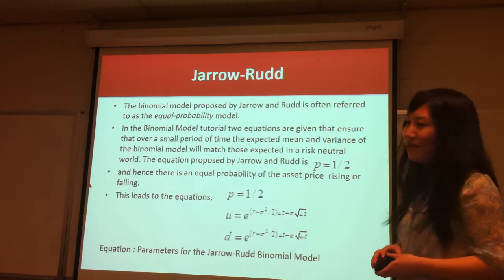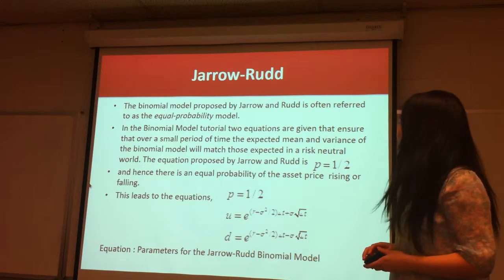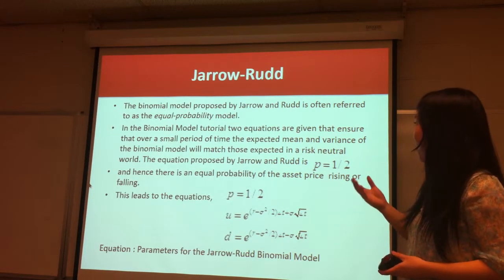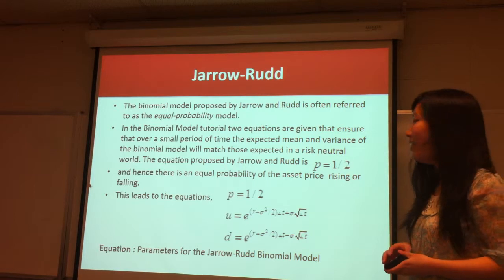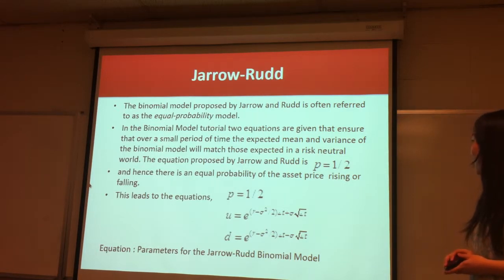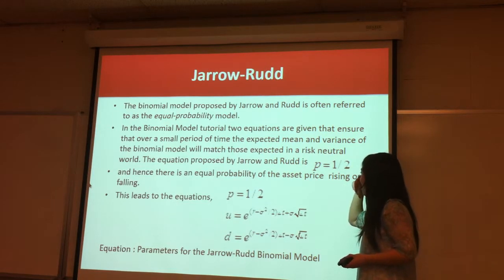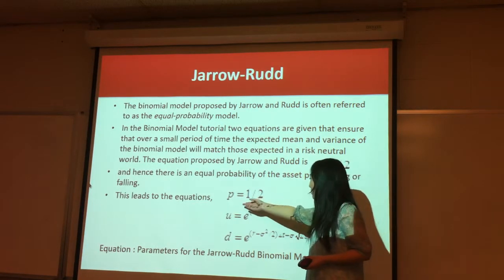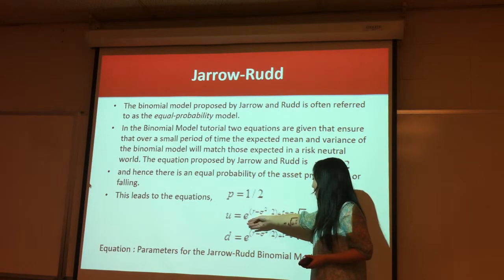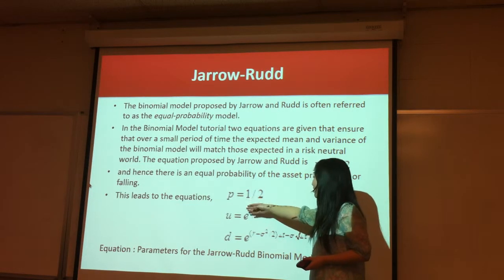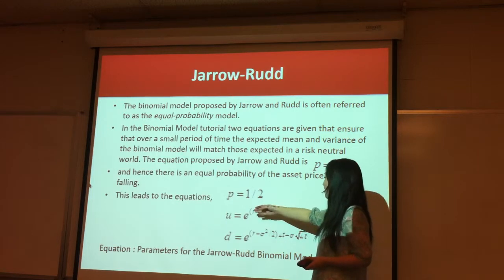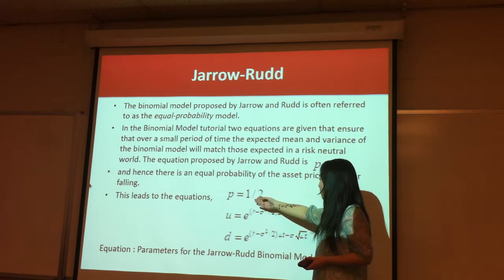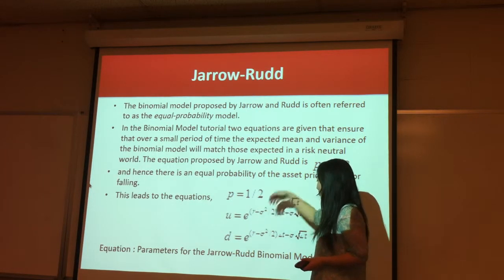Then we can look at the JR model. In the JR model, we assume we have equal probability, and the probability is equal to 0.5. This model is different from the CRR model because in the CRR model we get the probability from u and d. We can calculate the p, but in the JR model we get u and d from the probability. We use this probability and this equation to calculate u and d.